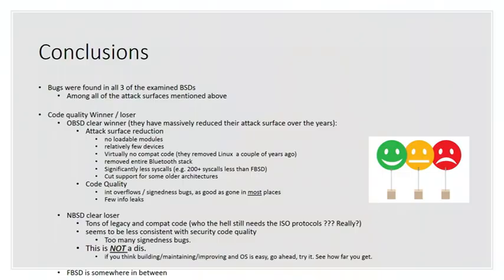The other thing is that their code seems to be less consistent with security code quality compared to the other BSDs. Unlike OpenBSD, they have tons and tons of integer issues and signedness bugs. Just that one I showed, 8 integer overflows right there. So there is definitely that code quality difference. And I don't mean that as a diss. I understand that building, maintaining, and improving an OS is really, really hard, and if you think it's easy, try it. But there is a clear difference in code quality when you look at the attack surface. And then FreeBSD is somewhere in between. It's hard to place, but the code quality isn't as bad as NetBSD, and it's not as good as OpenBSD.